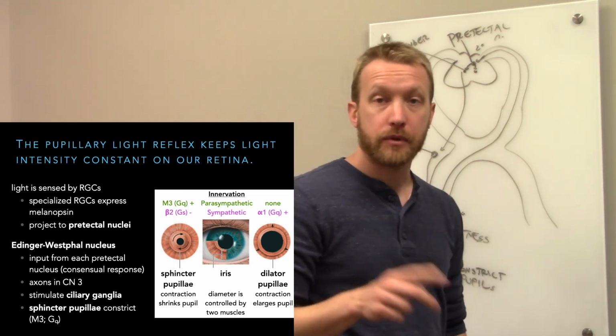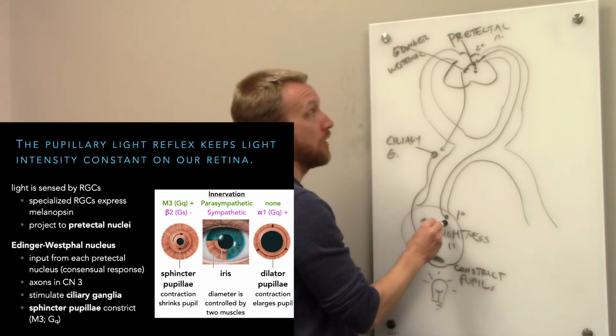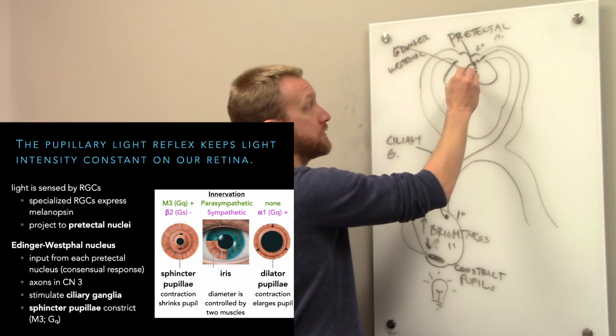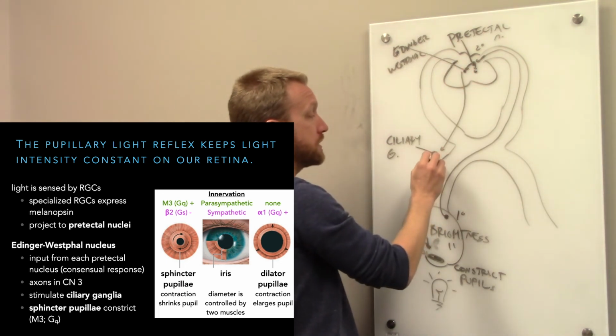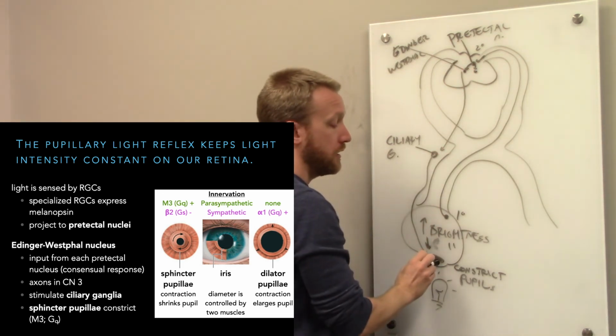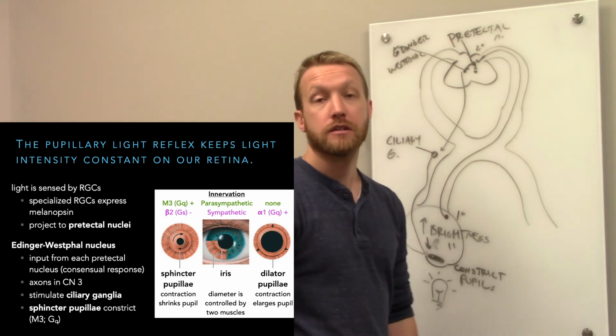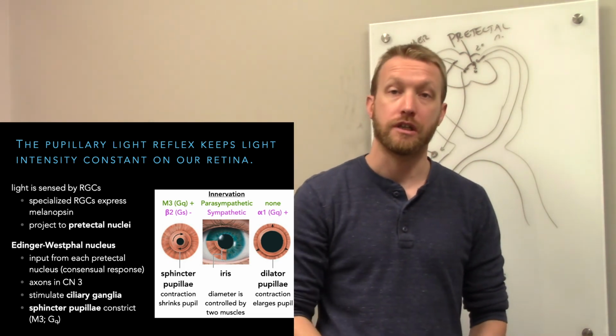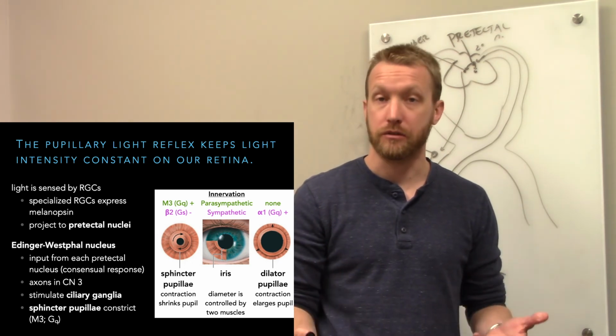If there's a drop, retinal ganglion cells aren't as active, pretectal nuclei are not as active, Edinger-Westphal not as active, less input to the ciliary ganglion, less input to the iris, and so we dilate our pupils. So if there's a drop in light, we increase. If there's an increase in light, we decrease it.